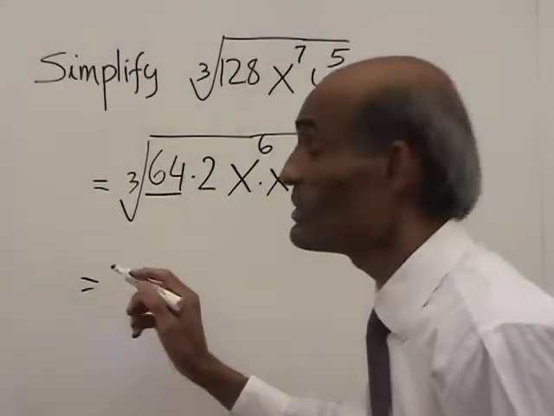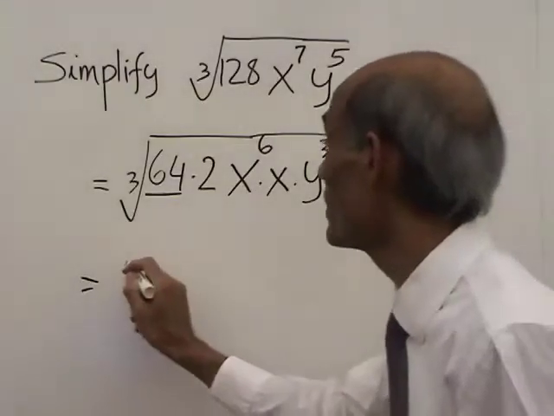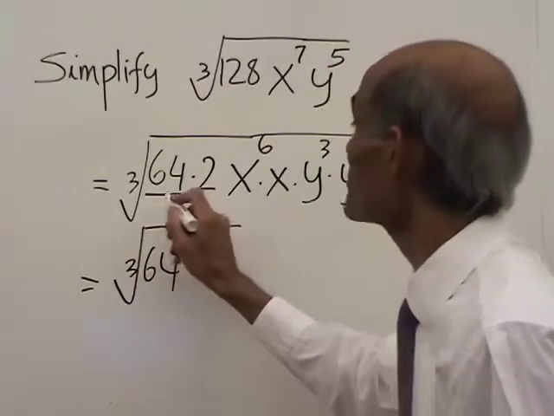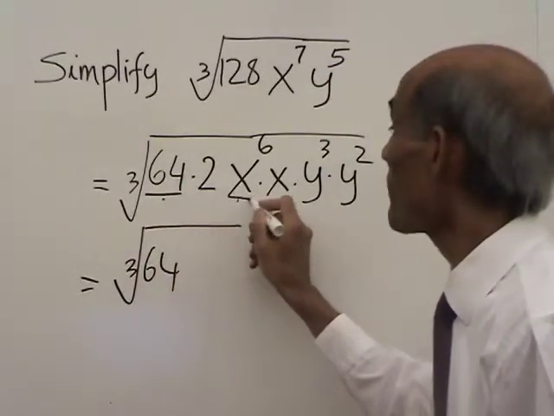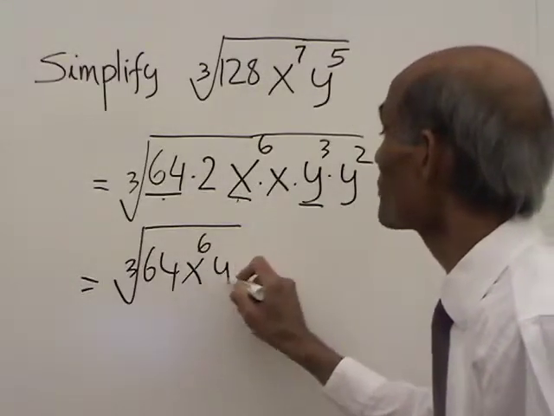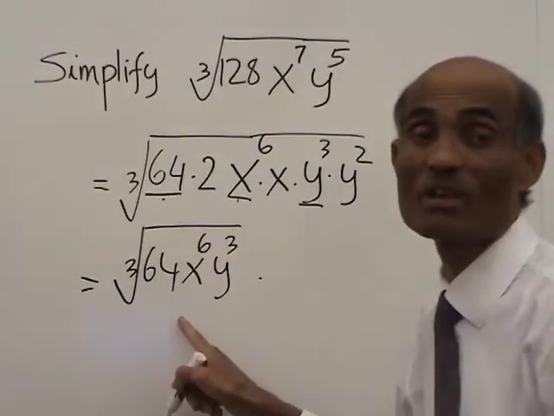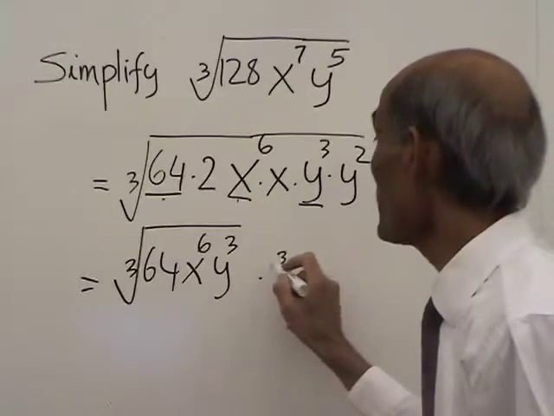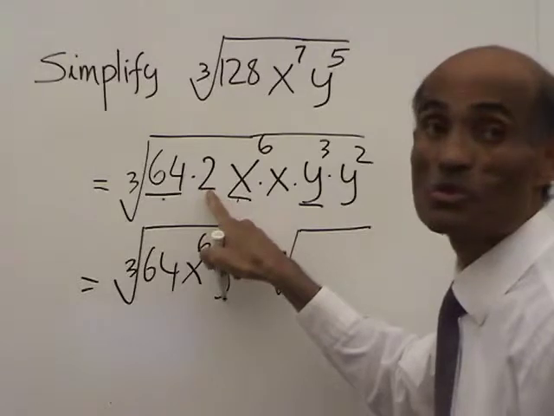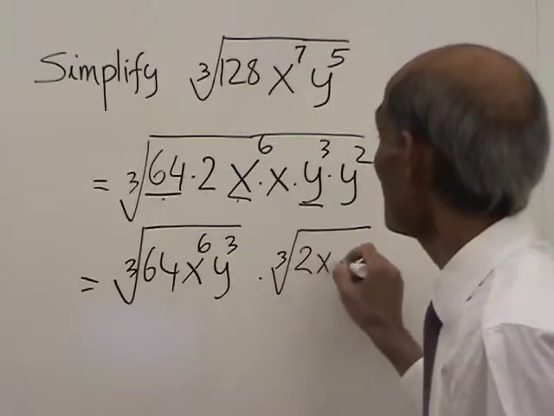Alright, now we separate all the perfect cubes together in one radical. That will be cube root of 64, which is a perfect cube. X to the power 6 is a perfect cube. Y to the power of 3 is a perfect cube. All of them will stay in one radical, and the remaining will stay in the other radical. What are the remaining ones? 2xy squared. There you are.